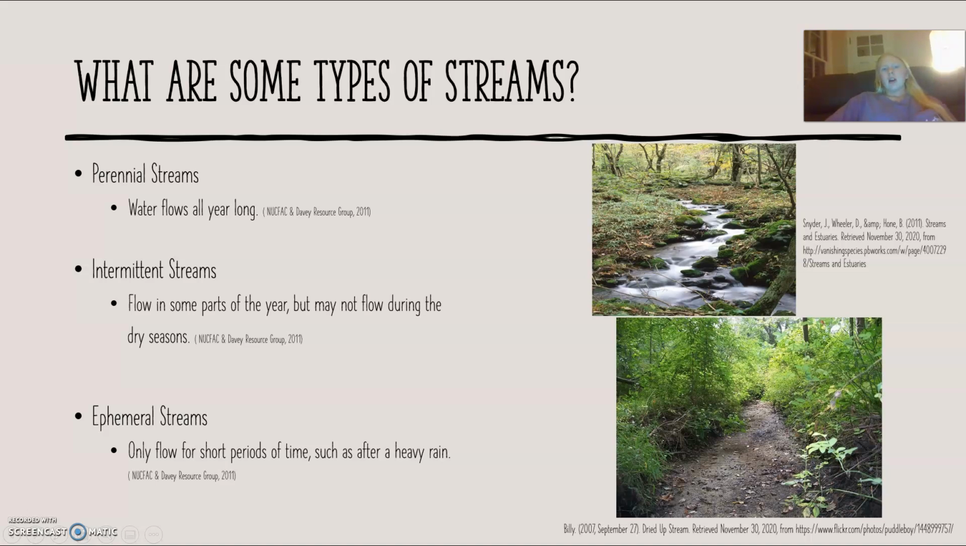So let's look at what are some types of streams. First off, we have perennial streams, which is where the water flows all year long. Intermittent streams, where water flows in some parts of the year, but it may not flow in other parts of the year, such as dry seasons. And ephemeral streams, where water only flows for short periods of time, such as after a heavy rain. On the right here, we have a picture of a steady flowing stream. And on the bottom right, we have a dried up stream.